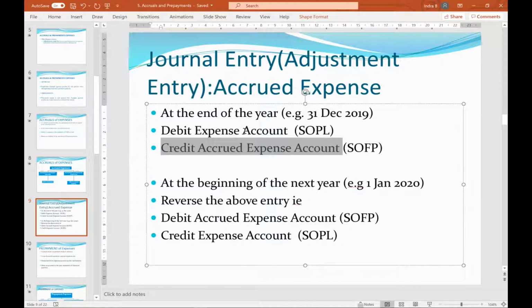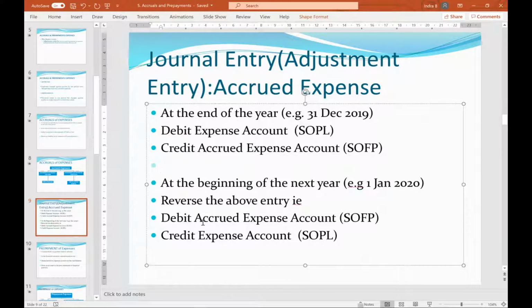But then in the next year, that is at the beginning of the next year, that is 1st January 2020, whatever date follows (if it is 31st March, it will be 1st April), we reverse this entry. What do I mean? We have debited expense, so we will credit the expense account, and because we have credited accrued expense account, we will debit that. Why are we doing it? Because the expense is not yet paid.